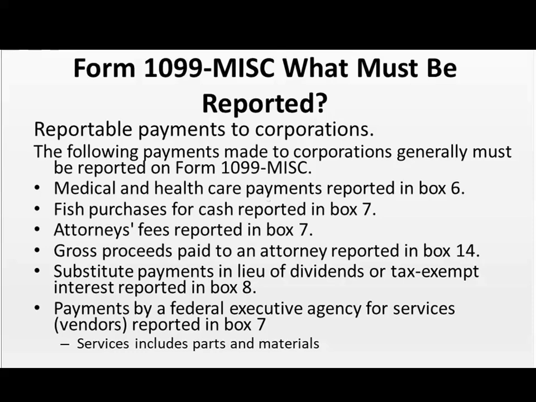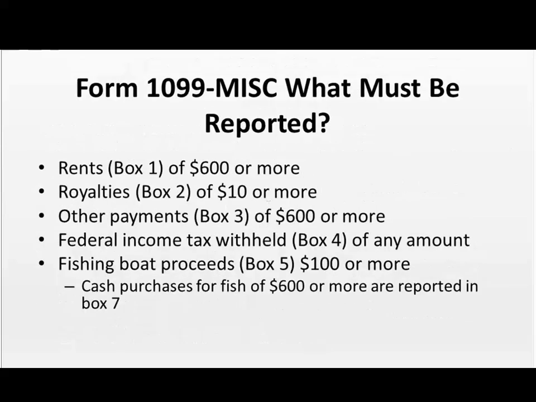And there's a difference between that and the fishing boat proceeds paid as a catch sharing arrangement with the crew. Attorney's fees reported in Box 7 also need to be reported to a corporation. Gross proceeds paid to an attorney reported in Box 14, also corporate entities as well as individuals and partnerships. And substitute payments in lieu of dividends or tax-exempt interest reported in Box 8, and payments by federal executive agency for services to vendors reported in Box 7. Those are reported to corporations as well, and those include parts and materials that are included with those services.